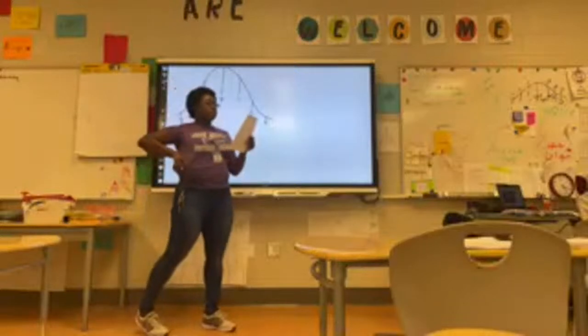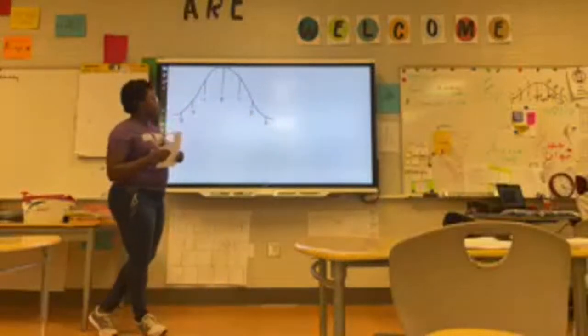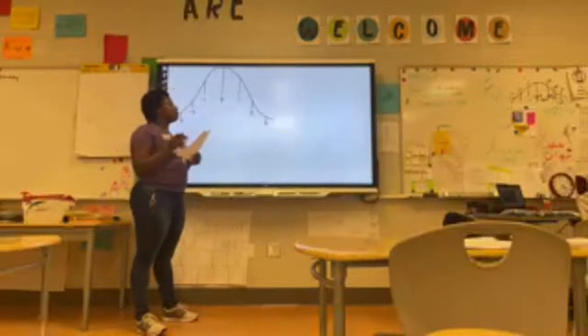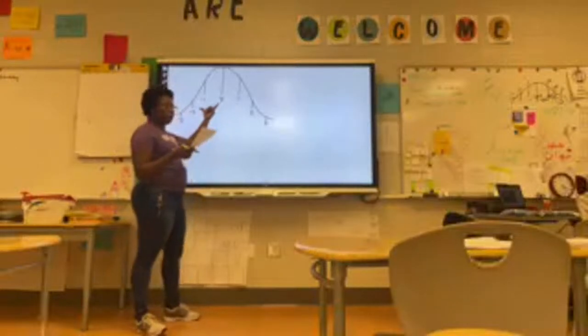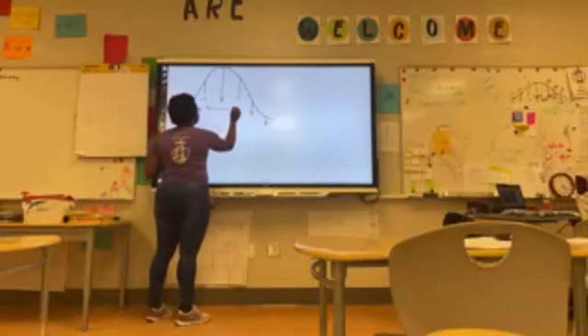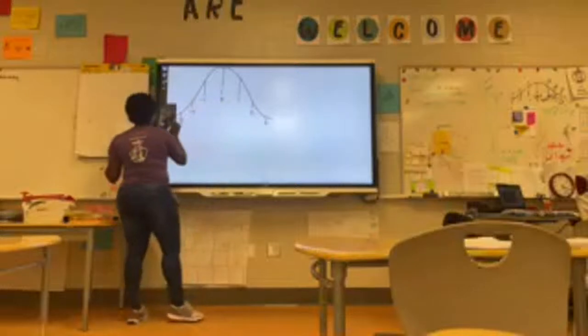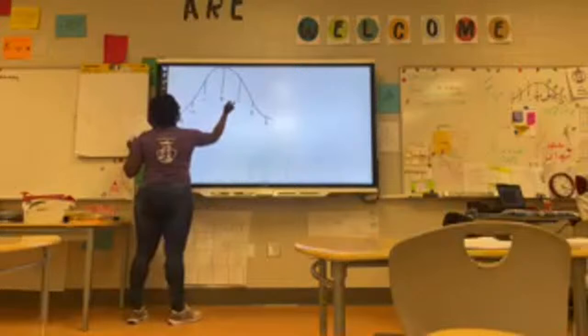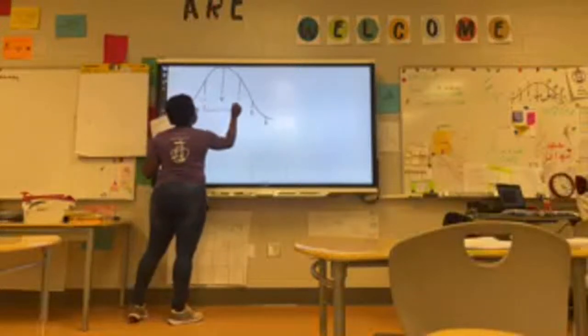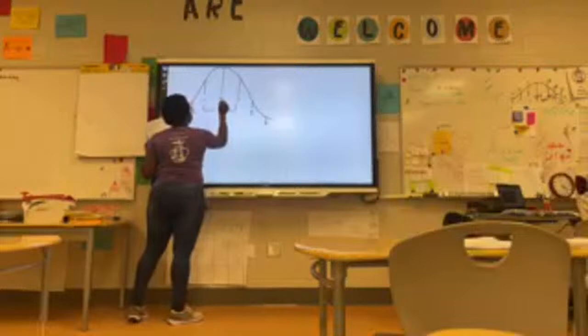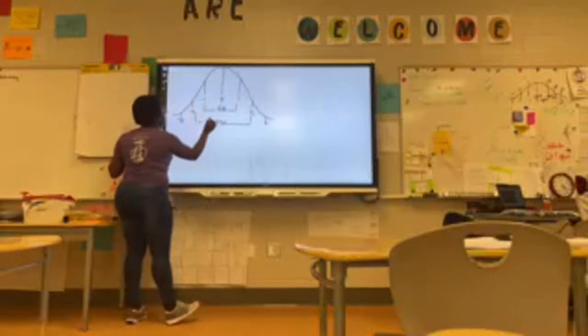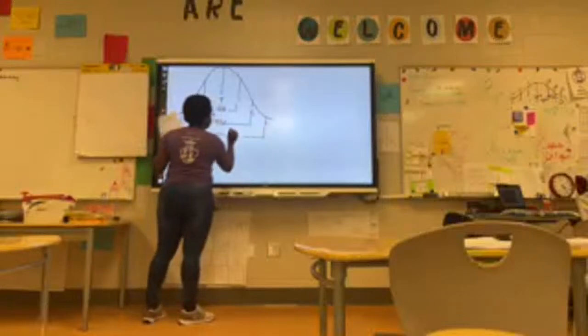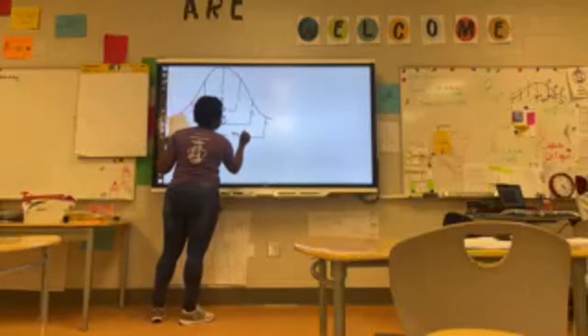So we're asked to examine the 68, the 95, and the 99.7 rule, and these tell you the standard deviation of each point from the mean. So 68% is within one standard deviation of the mean. 95% is within 2 standard deviations of the mean. And 99.7% is within 3 standard deviations of the mean.